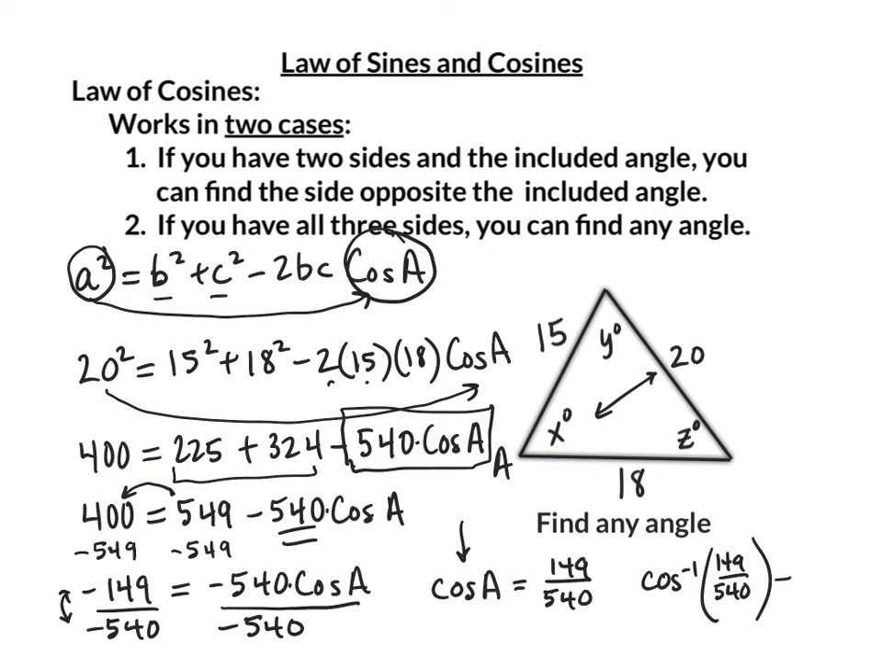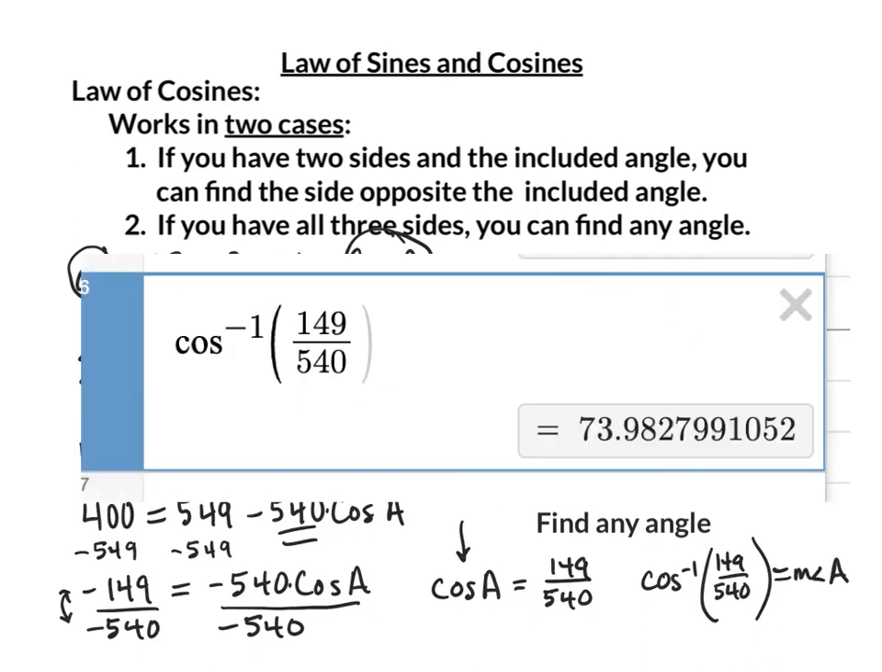And I guess we should say the measure of angle A. In Desmos, I put the inverse cosine of 149 divided by 540. This is an angle, and we'll round it to the 10th. 73.98. I look at the 8 to round, and that bumps the 9 to a 10. I have to carry the 1. It looks like that the measure of angle A then is 74 degrees.